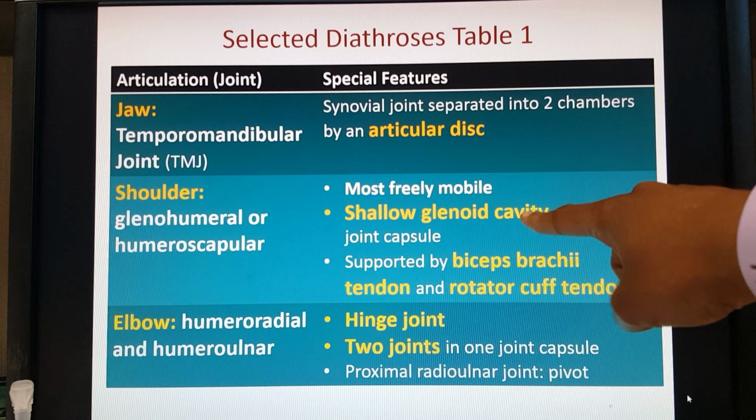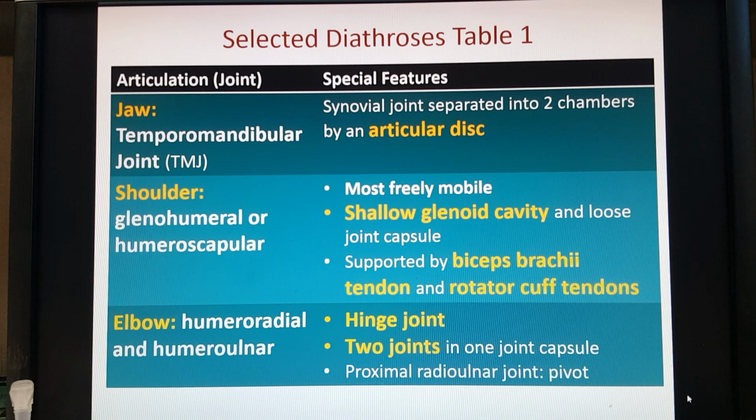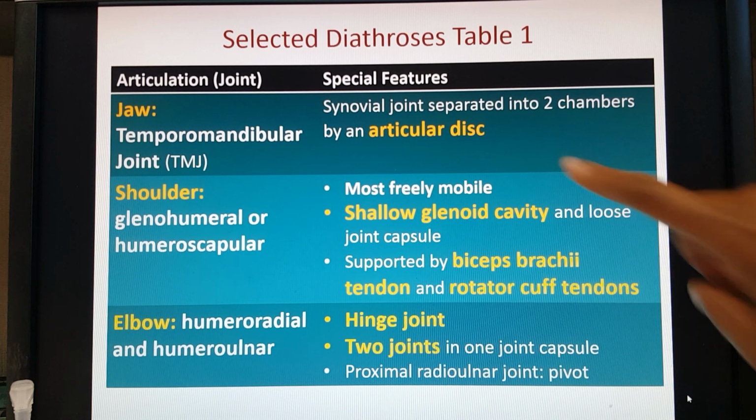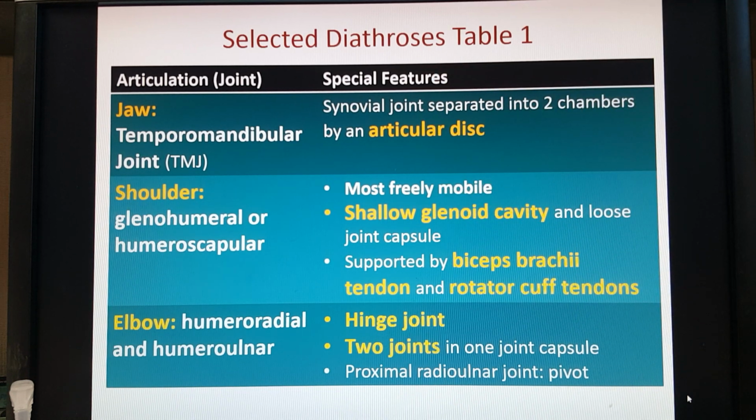So this is one of our most freely mobile joints because you don't have a bunch of weight pressure on that joint. You just are attaching the arm to the body. So very freely movable. Shallow glenoid cavity, and that is contributing to that mobility because you don't have a deep cup in that ball and socket joint in order to restrict movement. Supported by your biceps brachii tendon as well as your rotator cuff tendon. So again, just helping to attach your arm to your body.